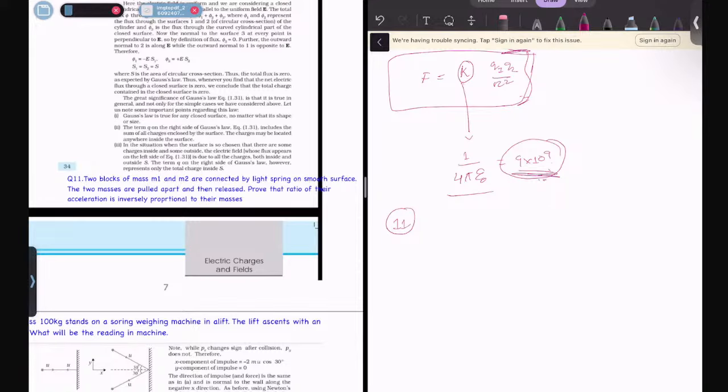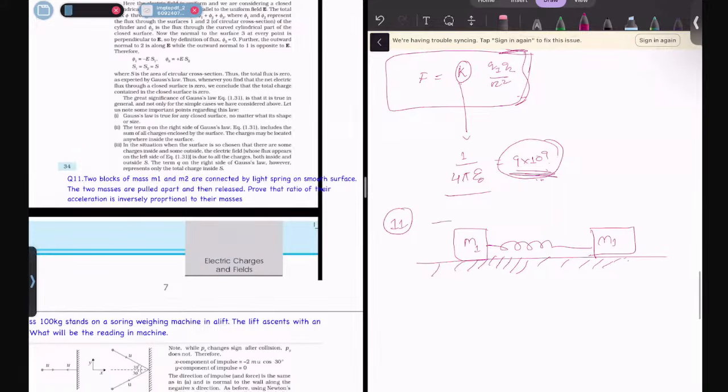Two blocks of mass M1 and M2 are connected by a light spring on a smooth surface kept in a horizontal plane. Smooth horizontal surface. So what happened is the two masses are pulled apart. This is M2. These two masses are pulled apart and then released. So what they're asking us to do is prove that the ratio of their accelerations is inversely proportional to their masses. Okay, so let's start this question.